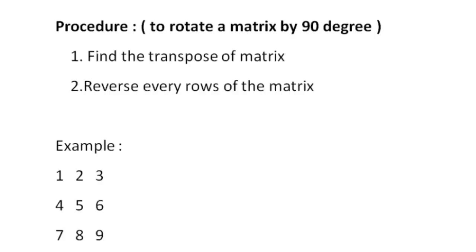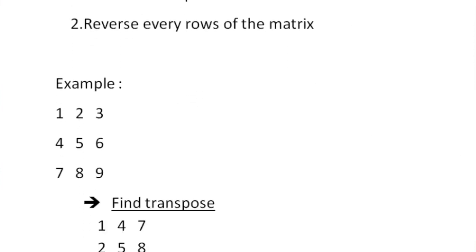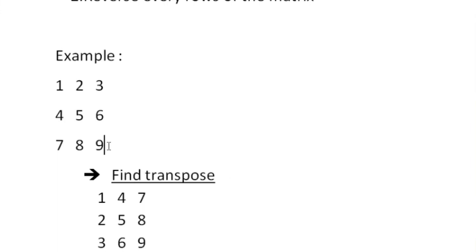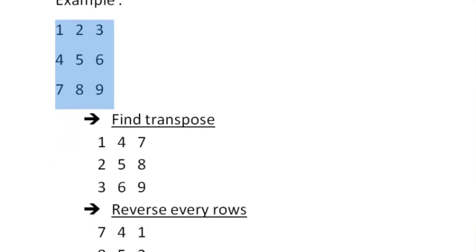First let us see how to rotate a matrix by 90 degrees. To do that, first we have to find its transpose and then reverse every row of the matrix. Let us see it with a sample example. Let us consider this is our input matrix and we have to rotate it by 90 degrees. To do that, first we are finding its transpose. That is, we are converting every row into a column and every column into a row.